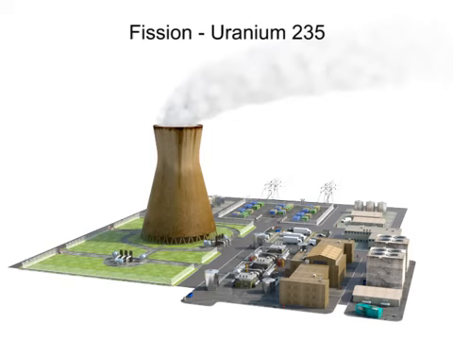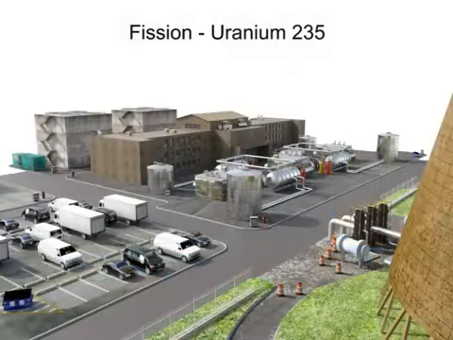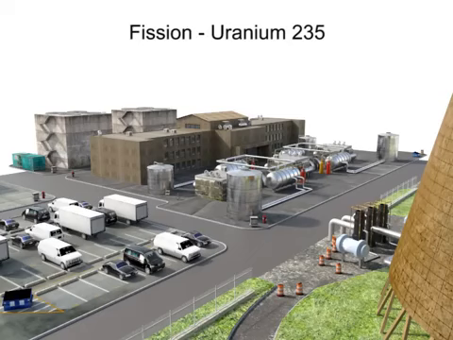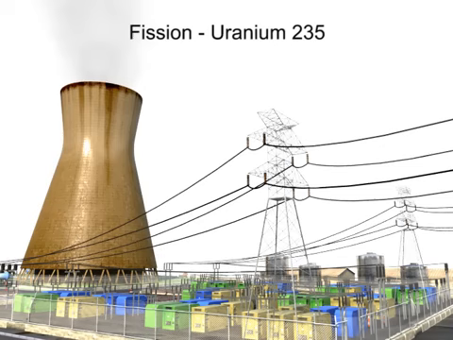The nuclear fission process is also the source of energy used to operate nuclear power plants. In a controlled environment, the tremendous heat generated by splitting uranium-235 is used to produce steam that drives turbines to generate electricity.